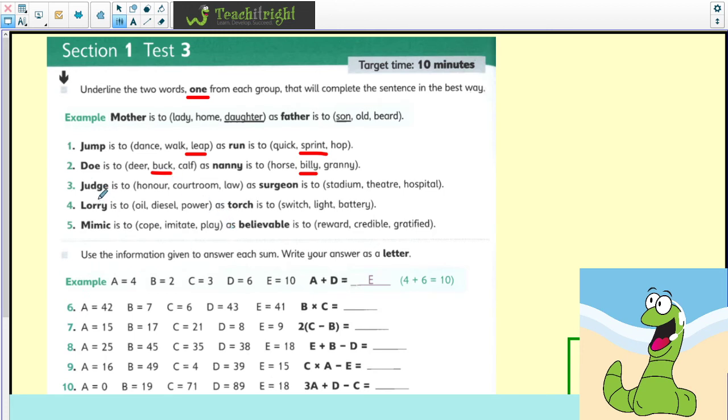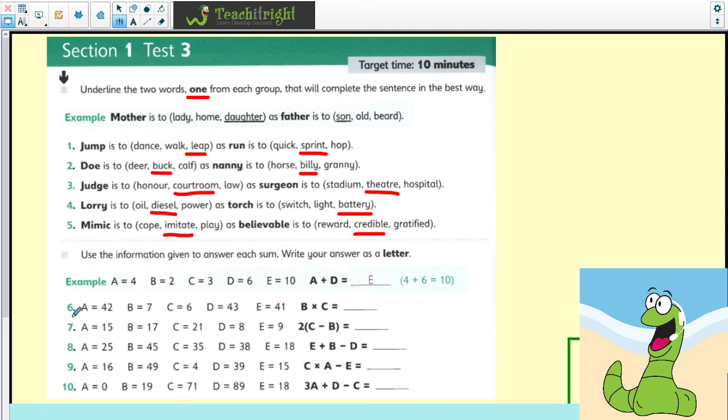So, judge is to courtroom. That's where you would usually find a judge. A surgeon, you would see them in the theatre room. Question 4, we've got lorry is to diesel, so that's the fuel that it needs, and then a torch requires a battery. Mimic, which means to copy or imitate, so these look like they're going to be synonyms here, and then believable, it's credible. So hopefully you've done well with those analogies.